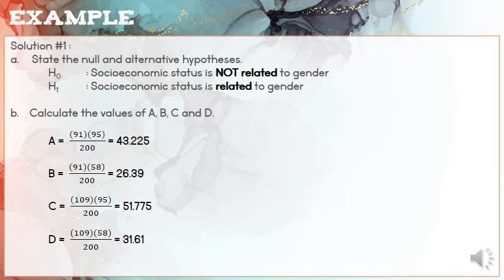So for B, calculate the value of A, B, C and D. I have shown that earlier. Okay, you can either use this formula or you can add and subtract for each row or each column.